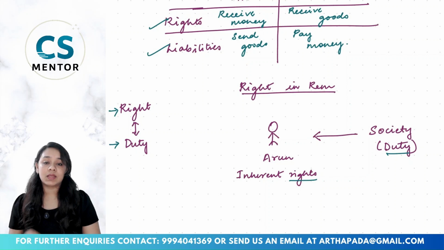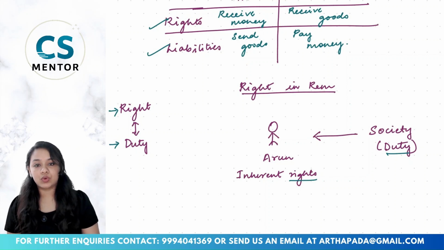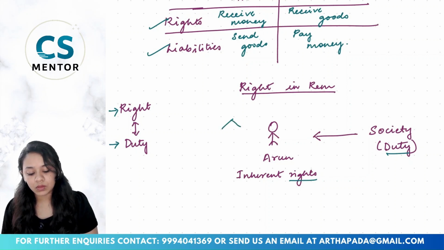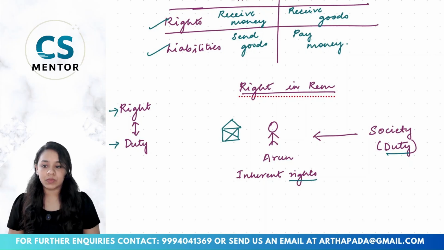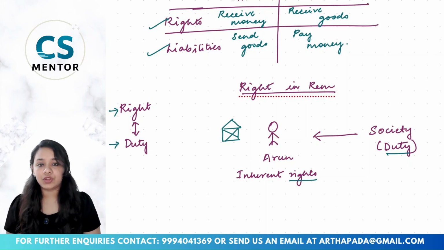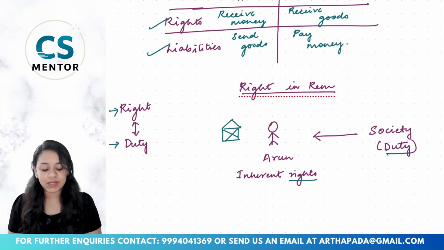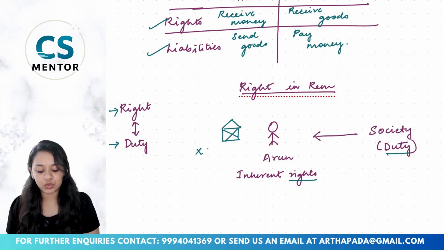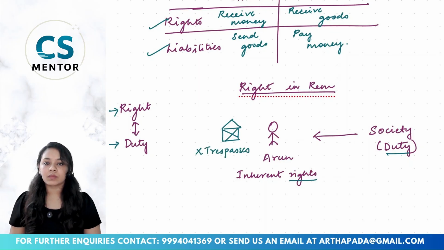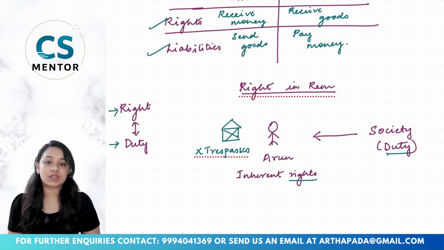So that means, let's say, for example, that Arun owns a house. Okay, and this particular house is Arun's. It's his own house. Now, Arun has a right to enjoy his property, live in his house, rent it out, do whatever he wants with the house. And the society has a duty to ensure that nobody trespasses into his property. Correct? So this is one such example of an inherent right.